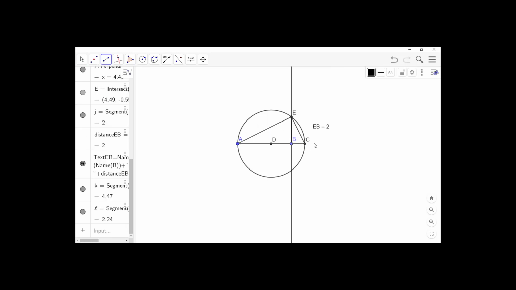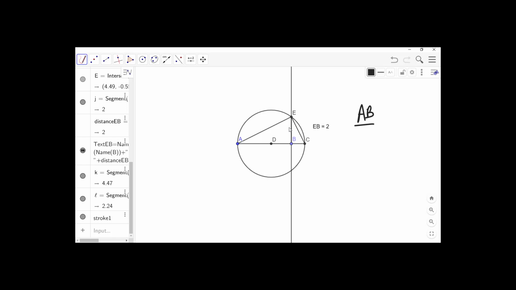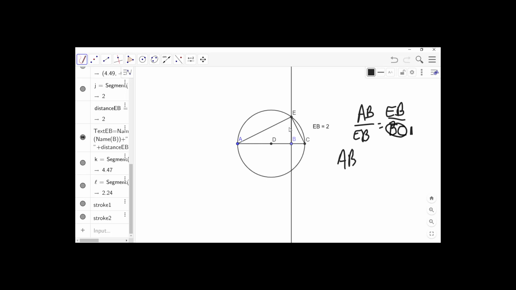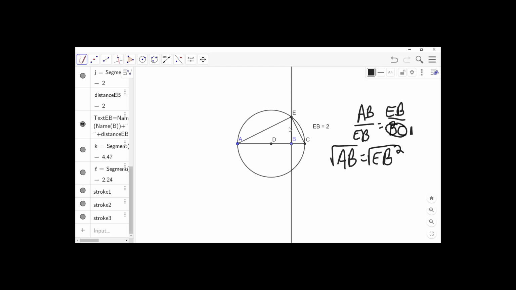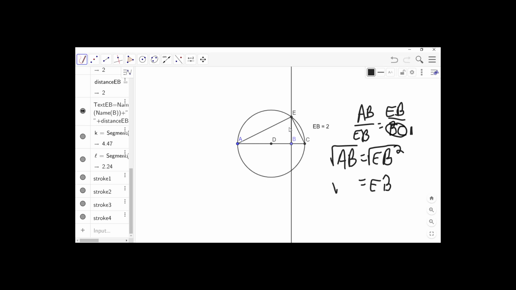If I look at AEC, that's a right triangle with the altitude through the right angle, and that is formed by using the geometric mean, where I know, sorry, let's go to pen, that AB over EB will equal EB over BC. Well, I know though that here I made BC 1. So this means that AB equals EB squared when I cross multiply. So the square root of both sides. So now I know that EB has to equal the square root of AB no matter what length I make segment AB. I just use 4 to verify and show you that it is the square root.